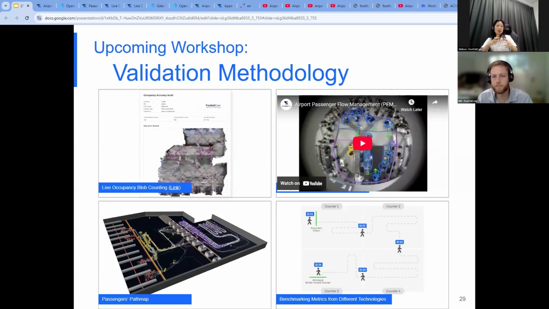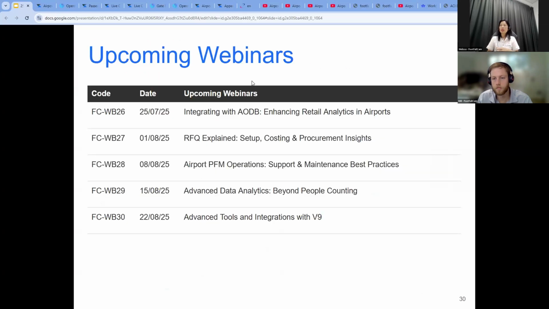This multi-method real-time validation is a key differentiator of our system, and it ensures that operational decisions are always based on the most accurate and current data, sustaining long-term trust in the solution and obviously reducing the need for manual audits or intervention. We will dive deeper into these validation methodologies with live examples and dashboards in the RFQ webinar. There are also some other upcoming webinars on how we integrate the AODB, airport operation and data analytics. We welcome you to come to these other webinars.